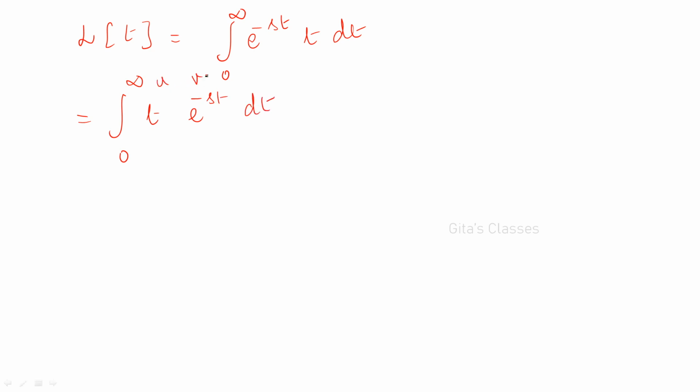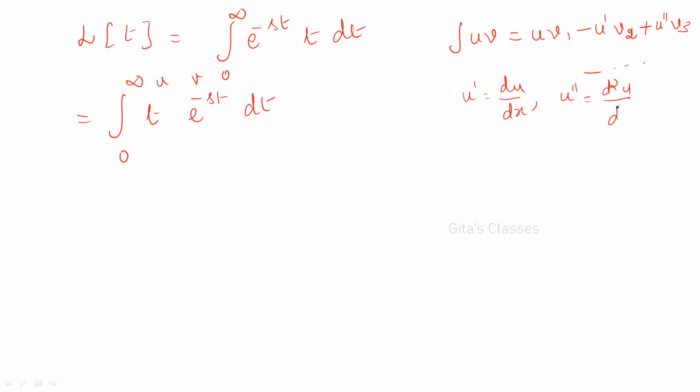so that this can be taken as u and v. You know the formula: integral of uv dx is equal to u into v1 minus u dash into v2 plus u double dash into v3 minus and so on, where u dash is du by dx, u double dash is d squared u by dx squared and so on, and v1 is integral v dx, v2 is integral v1 dx and so on. So let us take t as u and e power minus st as v.